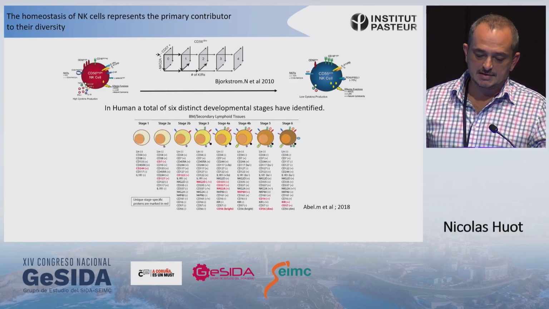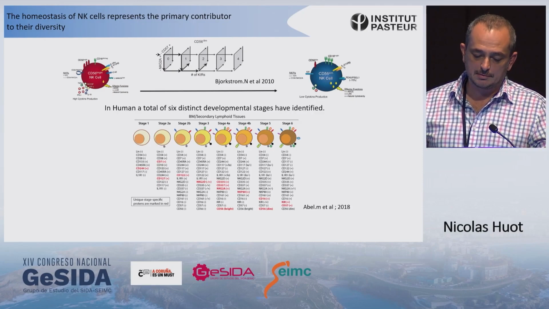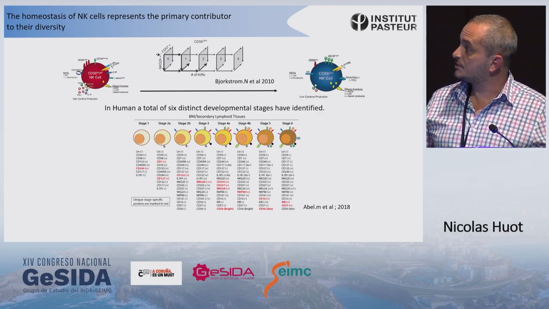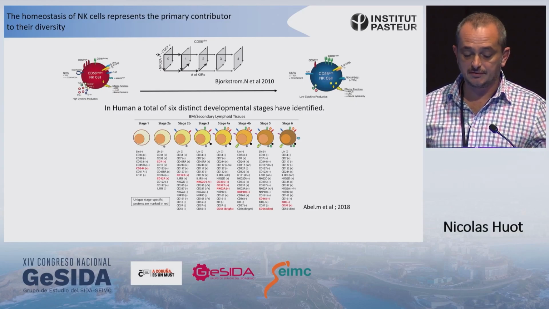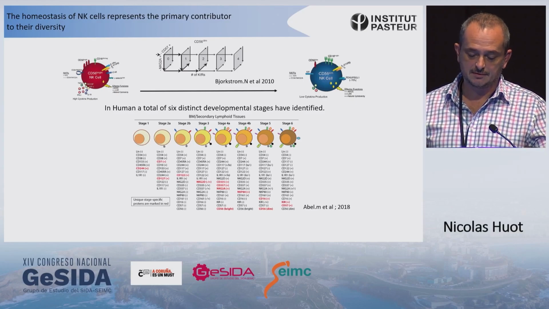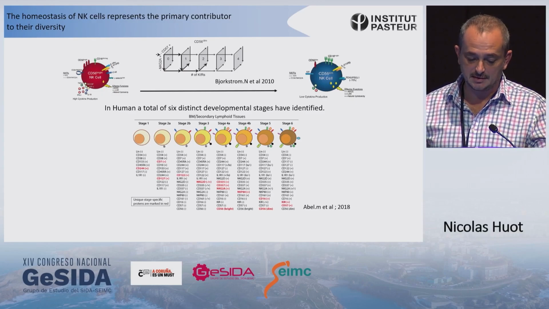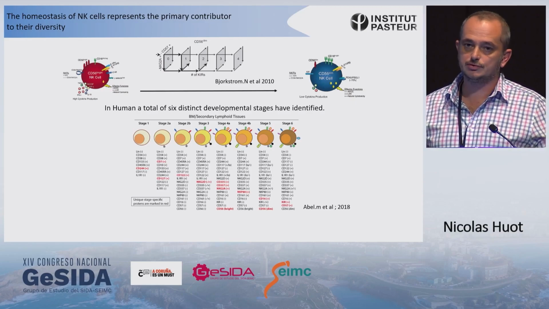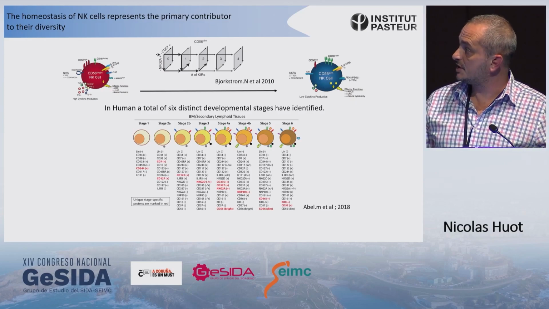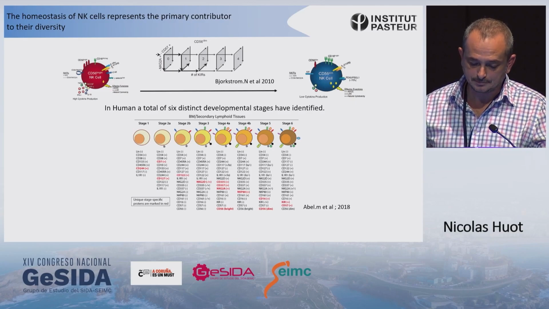Nevertheless, based on this model, 6 distinct development stages were identified from the NK cell precursor, which are mainly defined by the expression of CD34, CD45RA, and CD38, until the fully differentiated NK cells, which correspond to the memory NK cells, which are mainly characterized by the high expression of KIR and CD57.